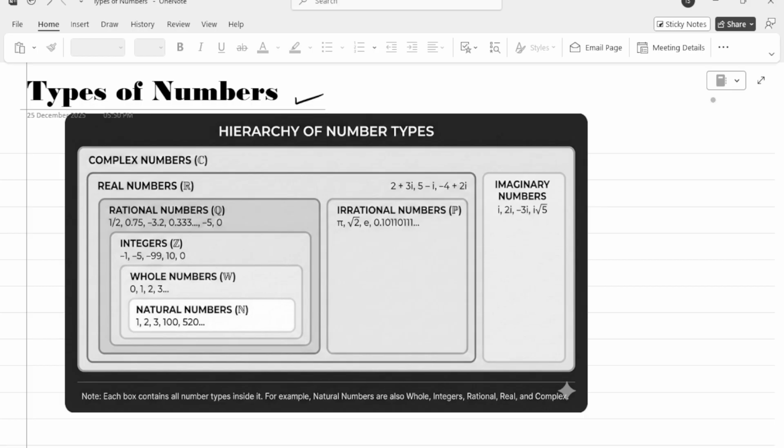You can see in the figure the hierarchy of numbers: complex number, real number, rational number, integers, whole number, natural numbers, irrational number, imaginary number. We will discuss and break down all the numbers. First we discuss natural numbers. Okay, now move to the next slide.